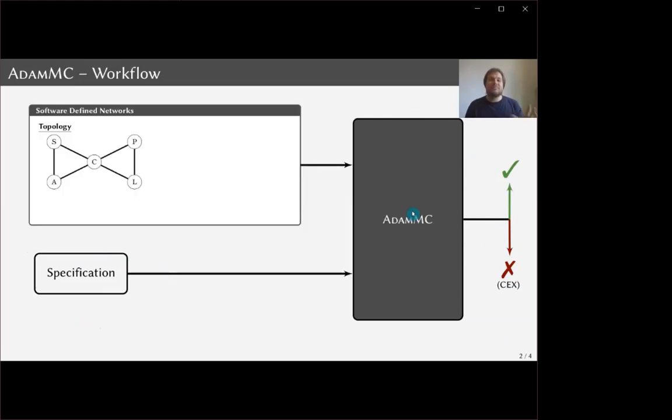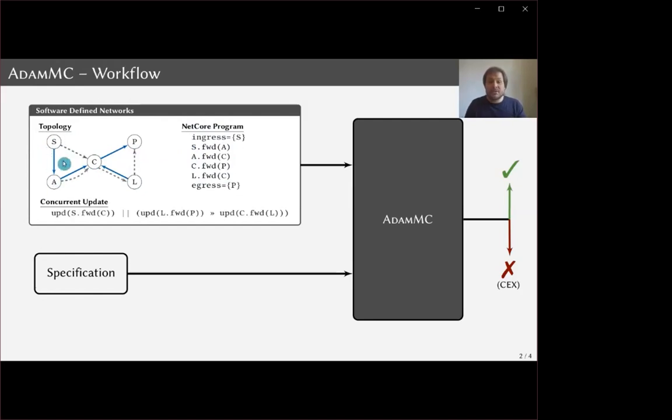As an example for such a system which separates the control from the data, we consider software-defined networks. We see here a topology with 5 switches and the corresponding connections. And we take a NetCore program to define the initial configuration of the network. The blue arrows here describe how the data is initially routed through the network. And we would like to update such a configuration. So for example, we would like to obtain the green dashed configuration.